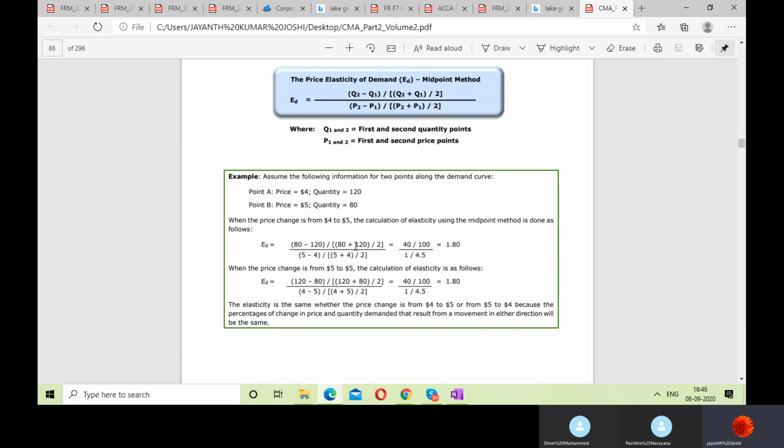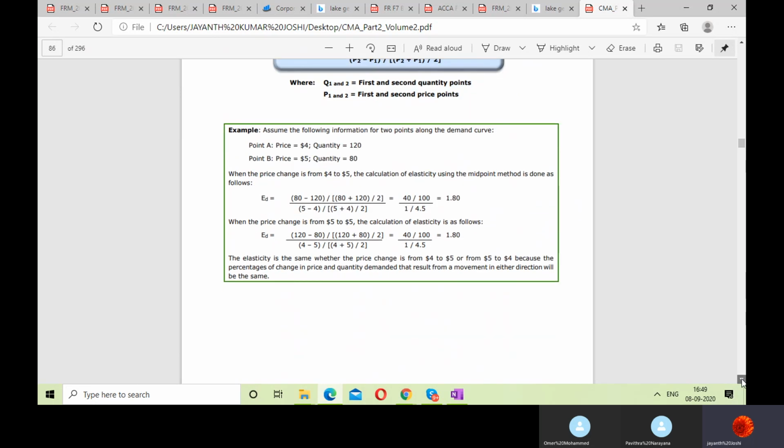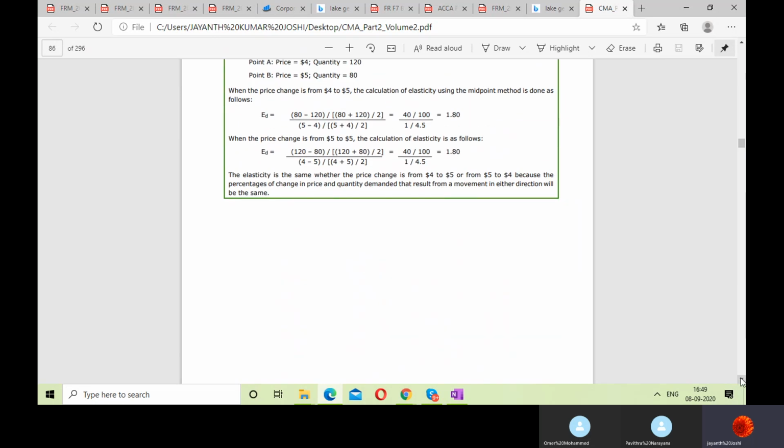Why? Because here also the average is the same: 80 plus 120 by 2 and 5 plus 4 by 2. Here also 120 plus 80 by 2 or 4 plus 5 by 2, the average is the same, so the elasticities are the same. That's the reason why people don't prefer the arc method, because whatever it is, the elasticities will be the same.